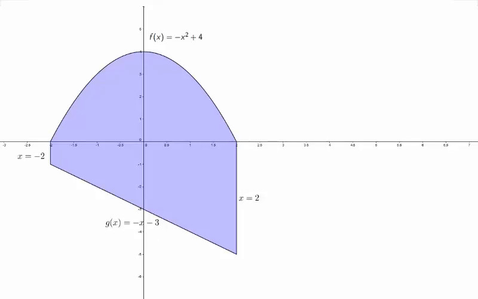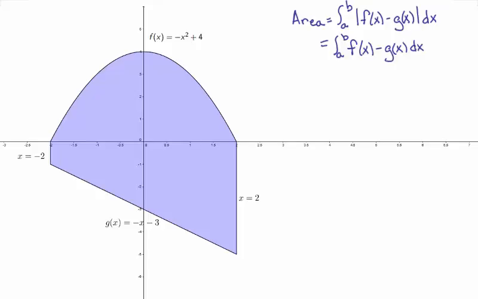This x region has top boundary f of x equal to negative x squared plus 4, bottom boundary g of x equal to negative x minus 3, left boundary x equal to negative 2, and right boundary x equal to 2. The area of the region is the integral from a to b of the absolute value of f of x minus g of x dx.